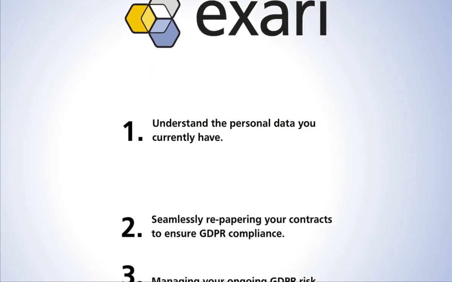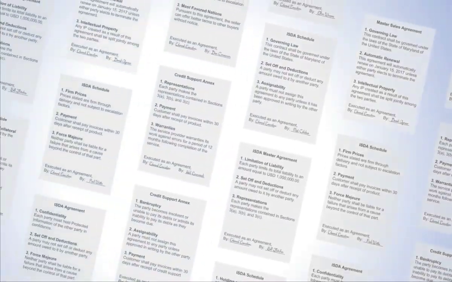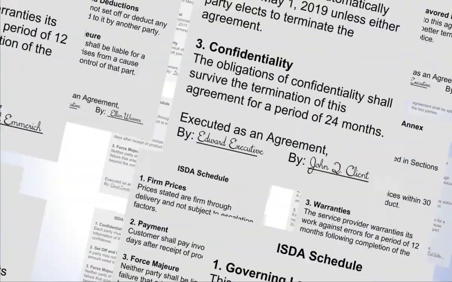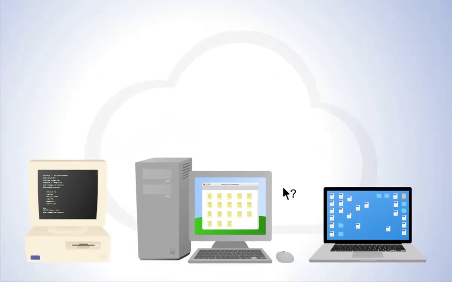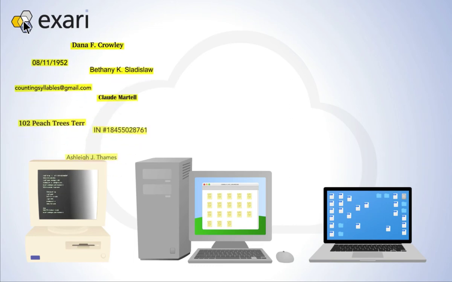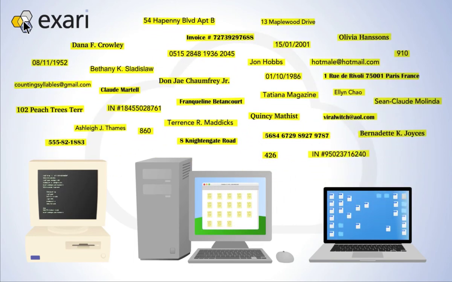Step 1 is understanding the personal data you currently have. You have a lot of contracts flowing around your organization, each one containing varying amounts of personal information. If those contracts live on company desktops and shared drives, it's impossible to know what information they contain and, consequently, whether you're in breach. With Exari's AI-powered data capture engine, you can quickly and comprehensively extract your GDPR-specific data from every one of your existing contracts.